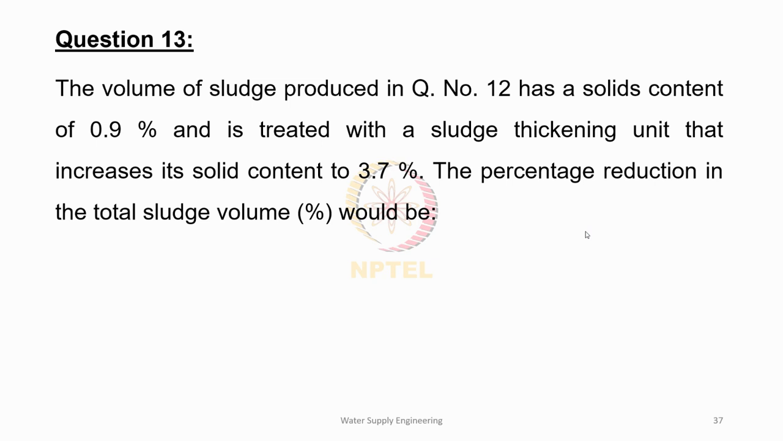So like in the previous question we have calculated the volume of sludge produced. So if it has a solid content of 0.9 percentage and if it is treated with a sludge thickening unit so that its solid content increases to 3.7 percentage, then what is the percentage reduction in total sludge volume? So I'll give you 2 minutes time to solve this. Please solve and type in the answer in the chat box.